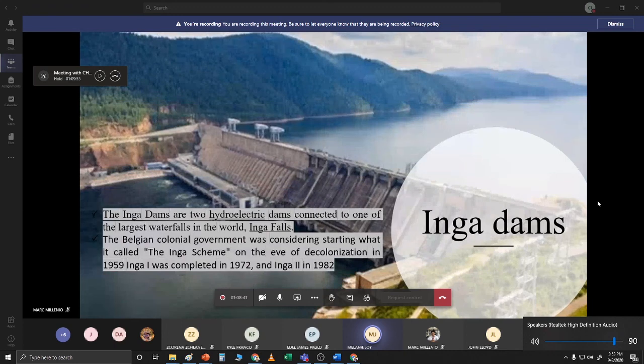So, the Belgian colonial government was considering starting what is called the Inga scheme on the eve of decolonization. In 1959, Inga 1 was completed. In 1972 and 1982, the Inga 2 was completed.